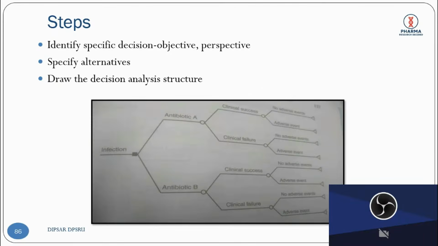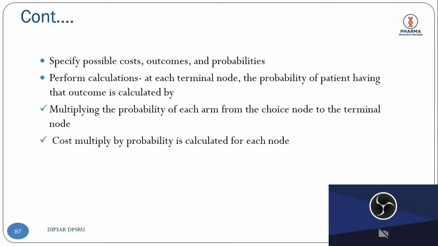Okay, great. So, this is your decision tree analysis. You can see that there are various options. You have to specify possible cost, outcome, and probability. You have to perform the calculations at each terminal node. The probability of a patient having the outcome, you can calculate by multiplying the probability of each arm from the choice node to the terminal node.